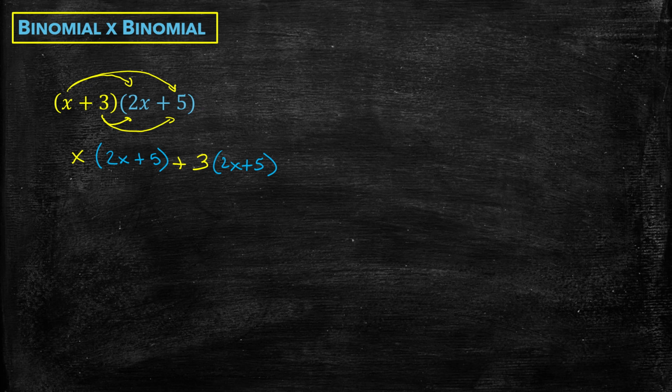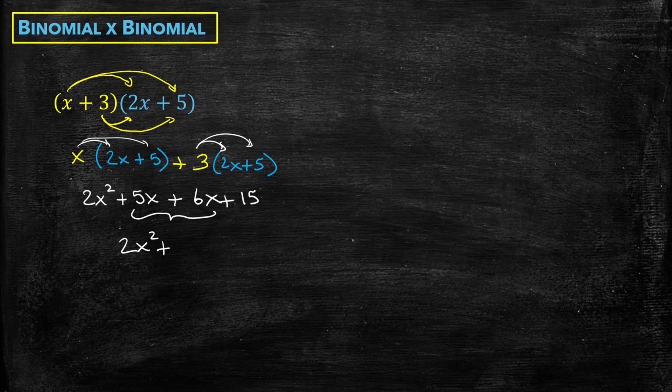And now we distribute the x into here. So we have 2x squared plus 5x. And then the 3 into the same parentheses, plus 6x plus 15. And now we can actually combine some like terms. So we have 2x squared plus 11x plus 15.